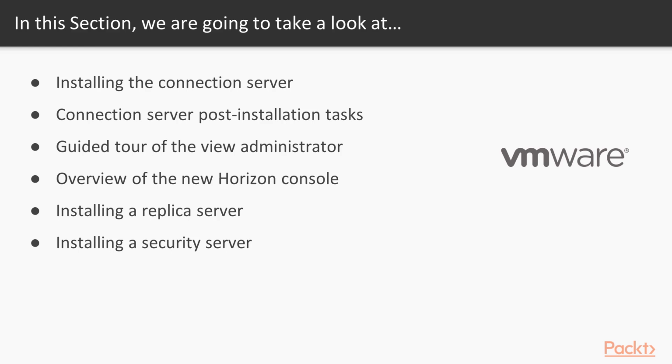In this section, we're going to start by looking at the configuration requirements for the server that is going to have the Horizon View connection server software installed on it. Next, we're going to take a quick overview of the View Administrator and also the new Horizon console. We will finish the section by installing a replica server and also a security server.